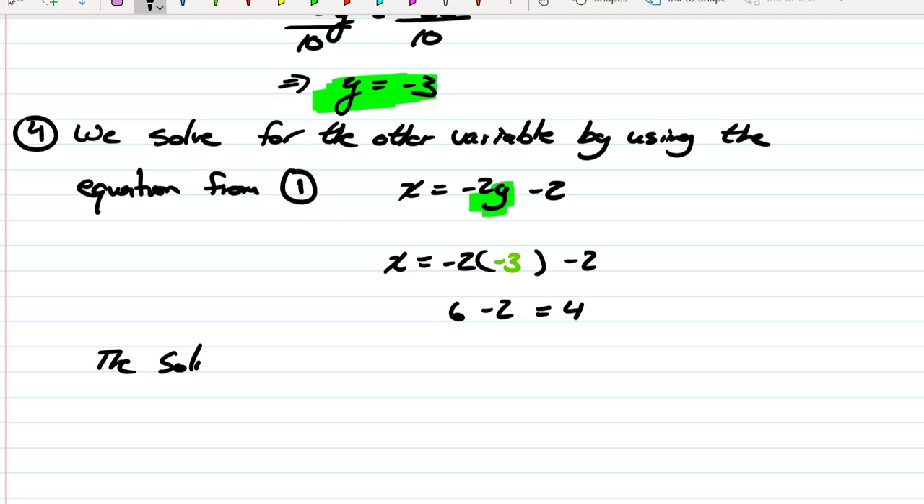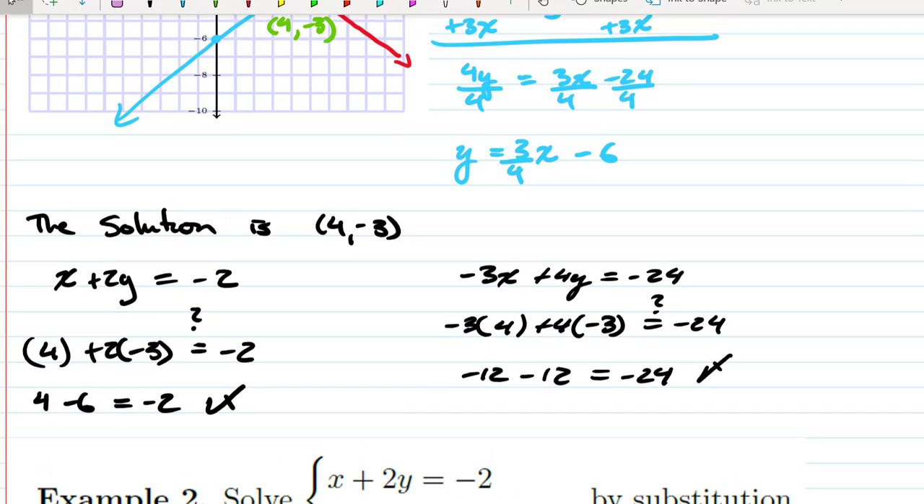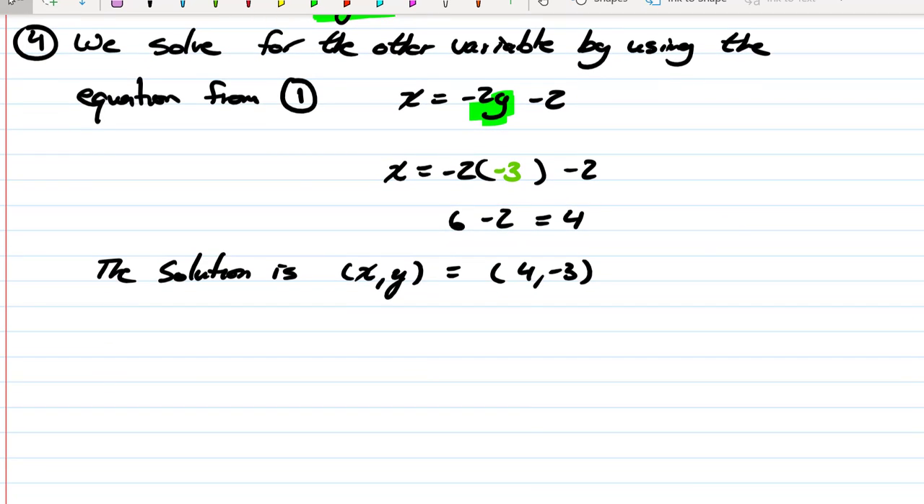So the solution is the ordered pair (x, y) equals (4, negative 3). We'll notice that this is exactly the same solution we got in example number 1, because the system of equations was the same. What this shows us is that the method we use to solve a linear system does not change the solution to the linear system.